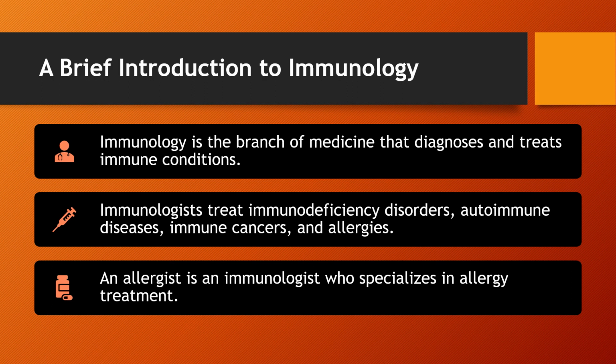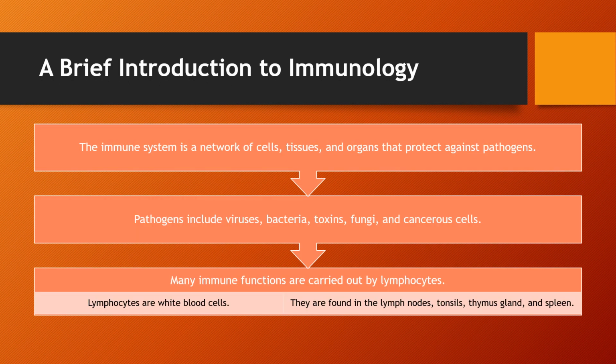Immunologists treat immunodeficiency disorders, autoimmune diseases, immune cancers, and allergies. An allergist is an immunologist who specializes in allergy treatment. The immune system is a network of cells, tissues, and organs that protect against pathogens. So what are pathogens? Pathogens include viruses, bacteria, toxins, fungi, and cancerous cells.